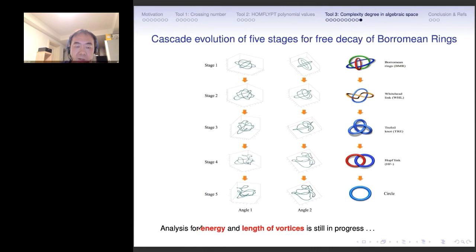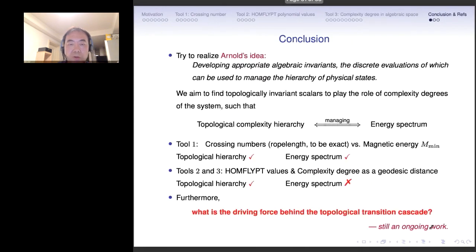We want to analyze the energy and the length of vortices for those guys. This work is still in progress. So, conclusion. In this work, we want to realize Arnold's idea, that is, developing appropriate algebraic invariants to manage the hierarchy of physical states. That means we want to develop some scalar tool to manage the energy spectrum.